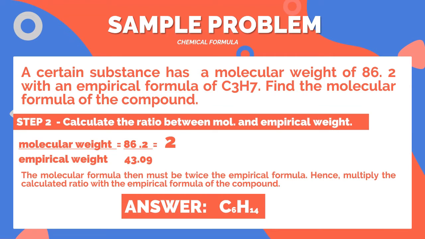The second step is to calculate the ratio between the molecular and empirical weight. We have the molecular weight, which is given as 86.2, then the empirical weight that we got a while ago, which is 43.09. Dividing 86.2 by 43.09, we get an answer of 2. The molecular formula then must be twice the empirical formula. Hence, multiply the calculated ratio with the empirical formula of the compound. Therefore, the answer would be C6H14. That is the molecular formula of the compound.